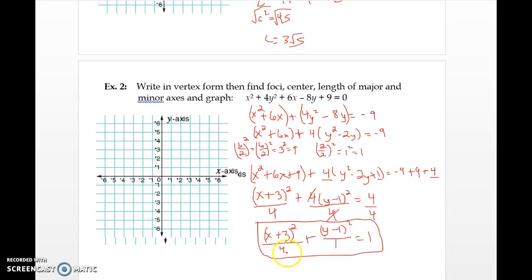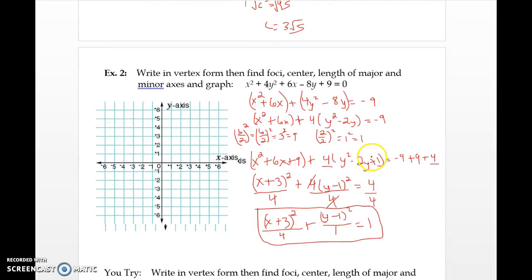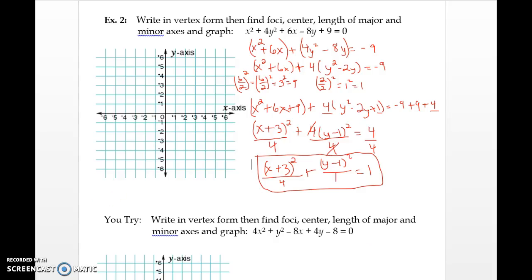Now I can find everything. I can say that the center is -3, +1. Your 4 is your A, that's a bigger number, so it's going to be horizontal. Always important to know.